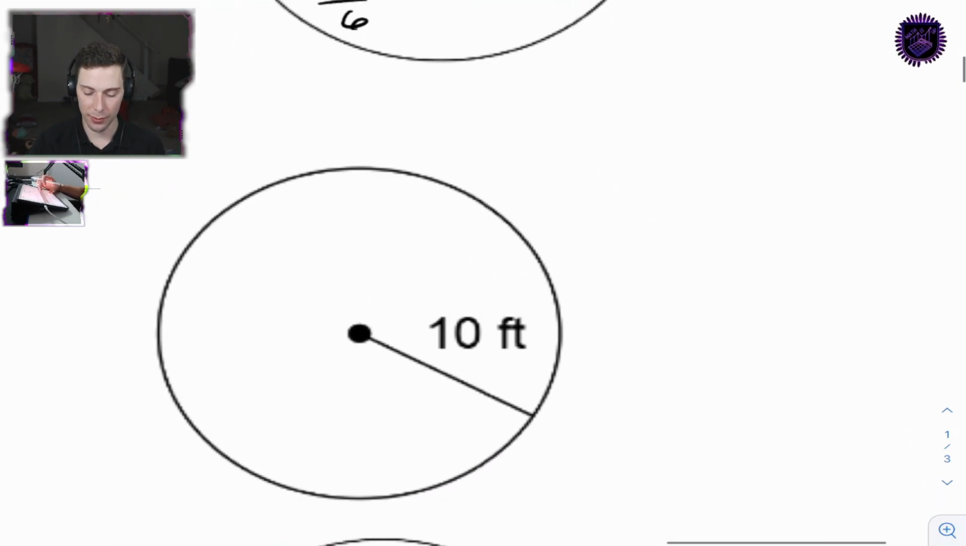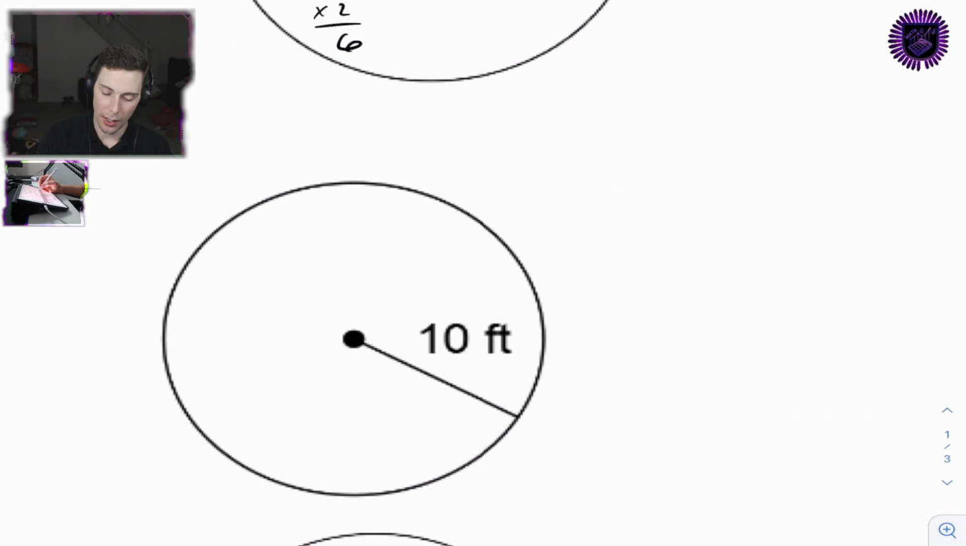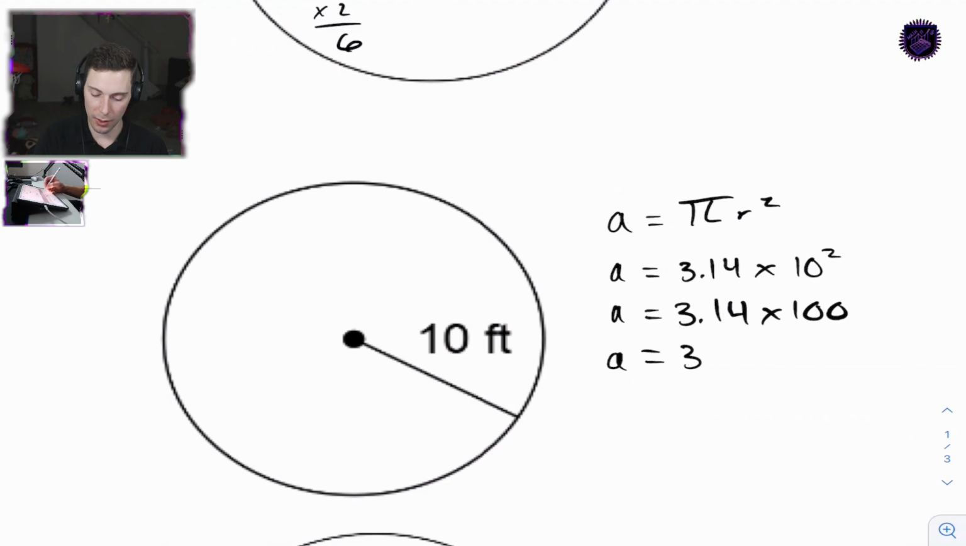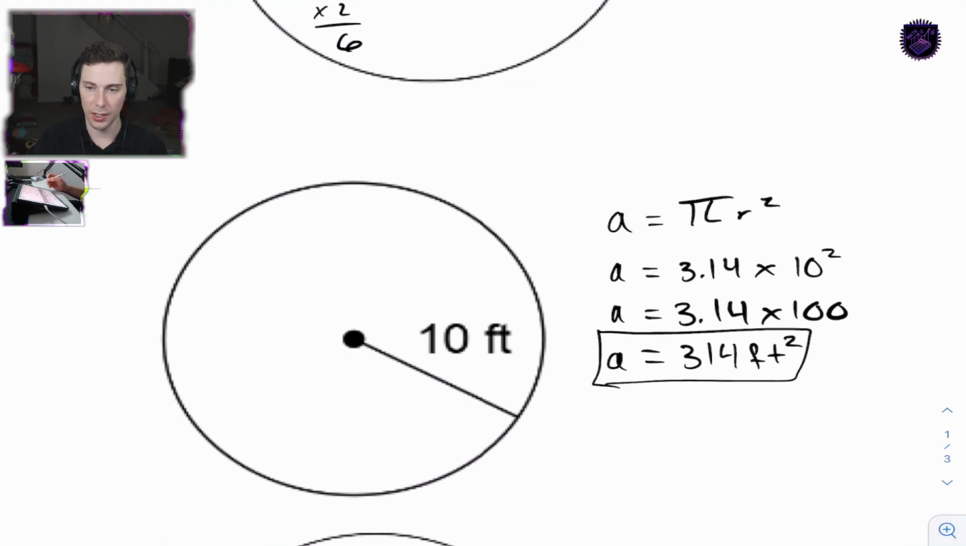2C, all right, gives us our radius. Area is equal to pi r squared. Area is equal to 3.14 times 10 squared. Area is equal to 3.14 times 100. Area is equal to 314 feet squared. Nice. Don't even need a calculator for that one.